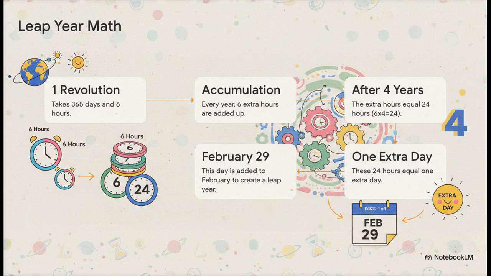The math here is actually really simple. Each year, we have 6 extra hours just floating around. After the second year, that's 12 hours. Third year, 18. And after 4 years, well, 6 times 4 is 24 hours. That's a whole extra day. So to keep our calendar lined up with the Earth's actual orbit, we add that extra day, February 29th, every 4 years. And that's what a leap year is.